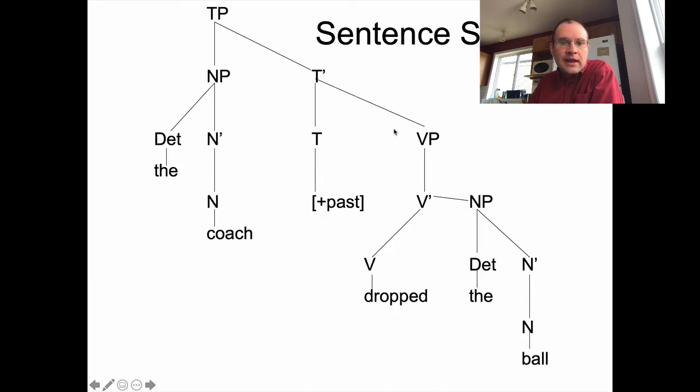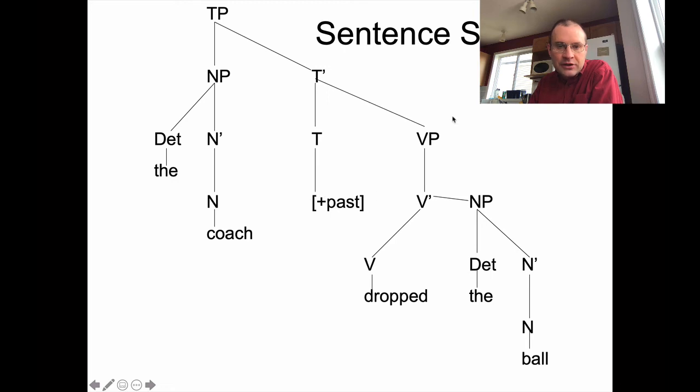We've got a sentence that looks like this. So the whole thing is called a tense phrase. This is headed by this plus past tense. So this is not an explicit word here. It's just that feature of the verb, plus past as opposed to minus past. The complement of that head tense is the verb phrase, which itself is headed by the verb dropped.